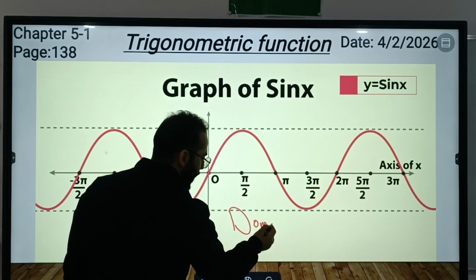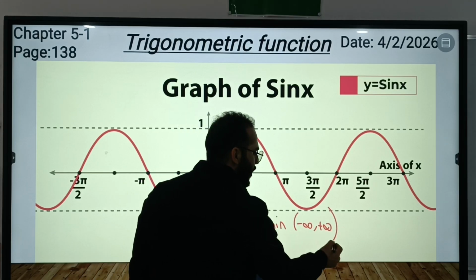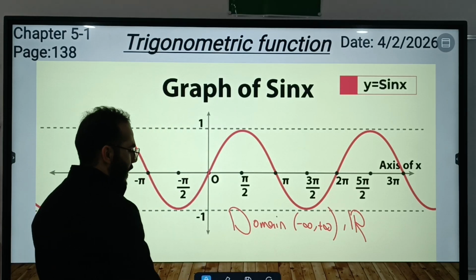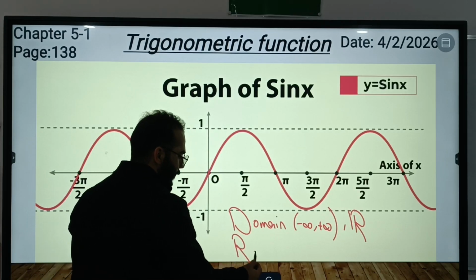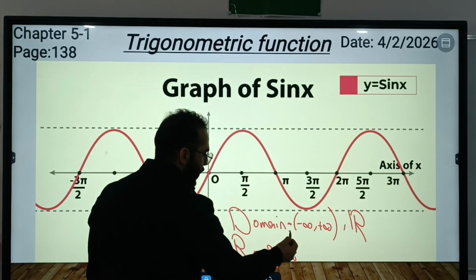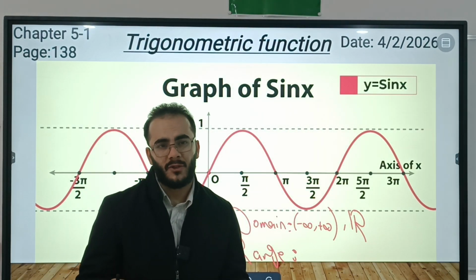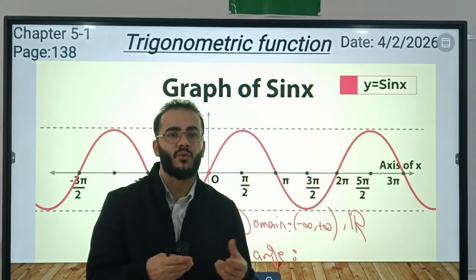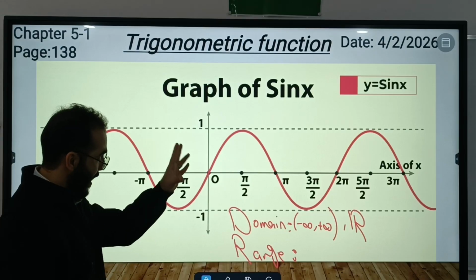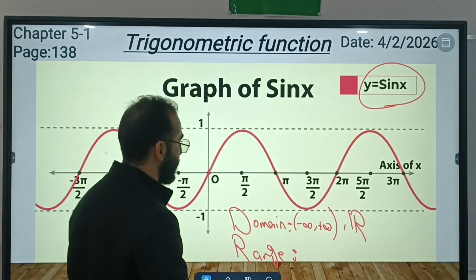That's why the domain of sine is from negative infinity to positive infinity, or in other words, all the real numbers. But the range, as we said, domain is related to the x-axis, which is left and right, and range is related to up and down, which is the y-axis. So based on this graph, we are talking about the parent function, y equals sine x.